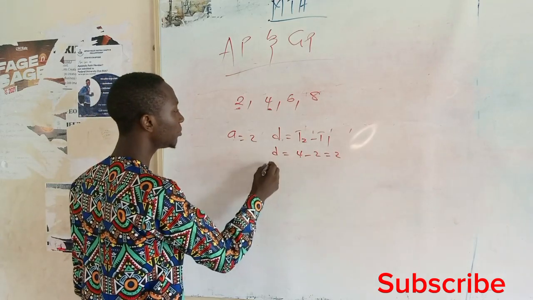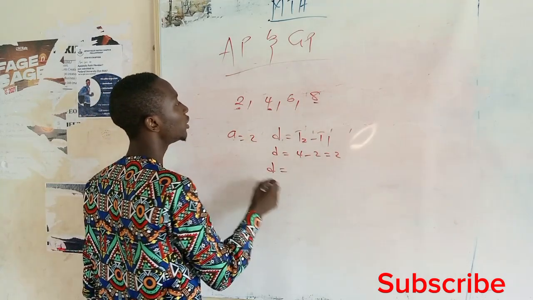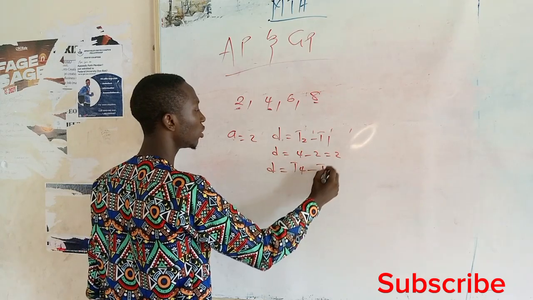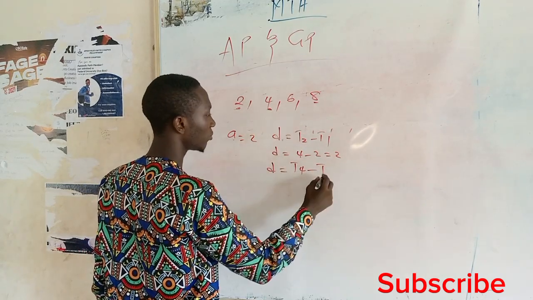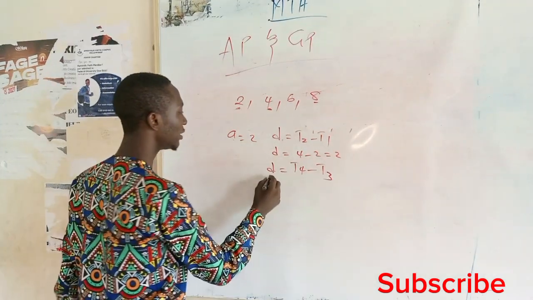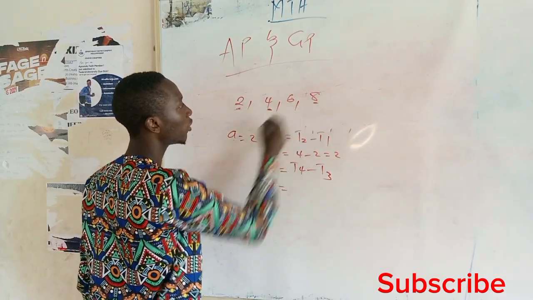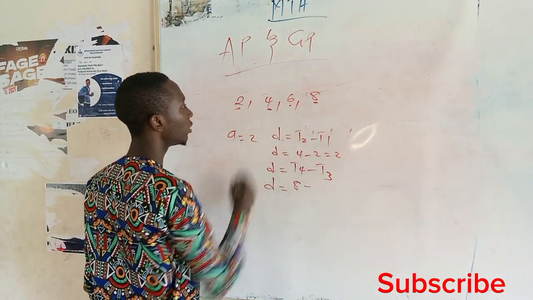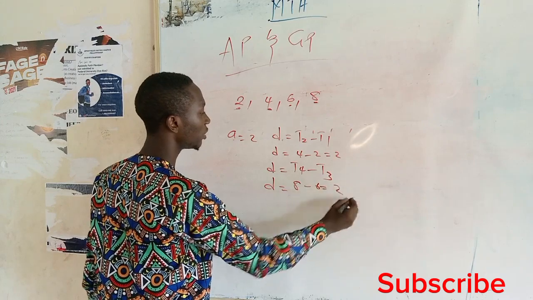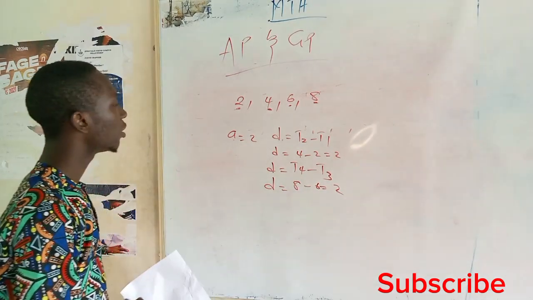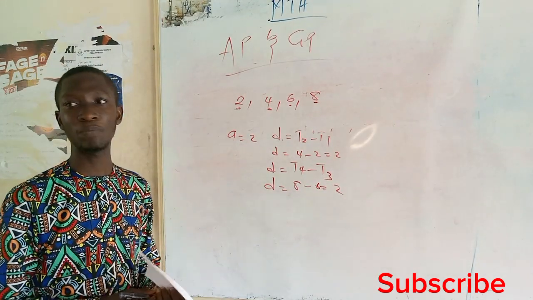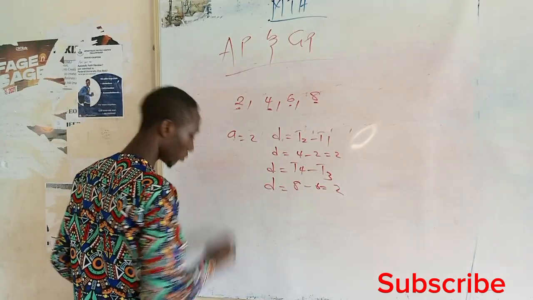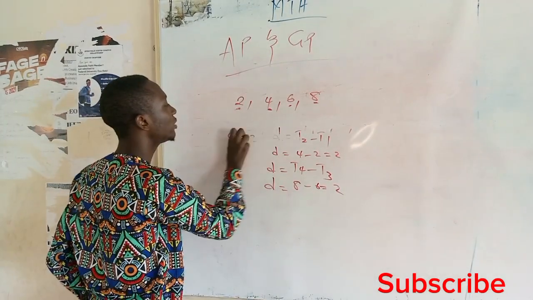It's also the same thing if you say d equals T4, which is the fourth term, minus the third term. So you still get the same value. d will still be 8 minus the third term, which is 6. 8 minus 6 is 2. So this is how to get the common difference under AP.